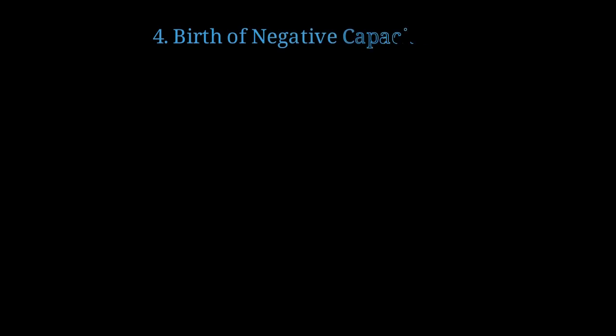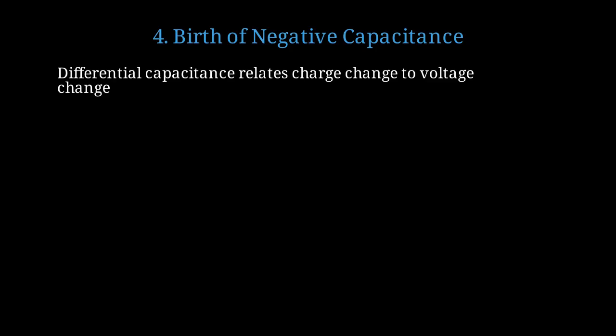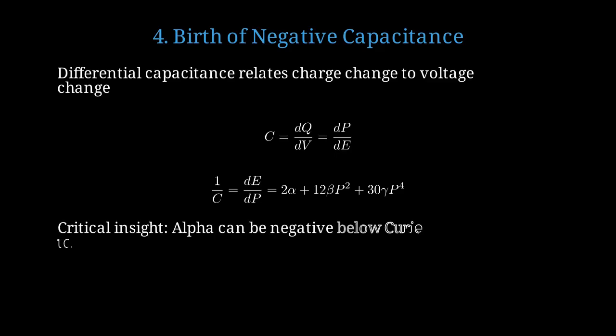Now we're ready to see how negative capacitance emerges. The differential capacitance relates how charge changes with voltage in the material. Differential capacitance C equals dQ over dV, which for ferroelectrics equals dP over dE. The inverse capacitance is dE over dP equals 2 alpha plus 12 beta P squared plus 30 gamma P to the fourth. Here's the critical insight.